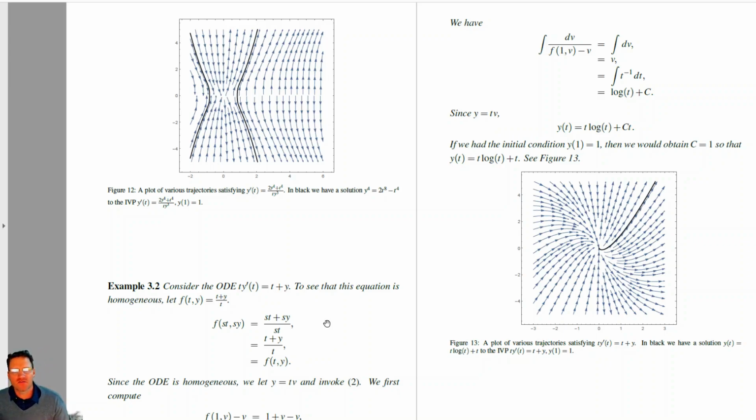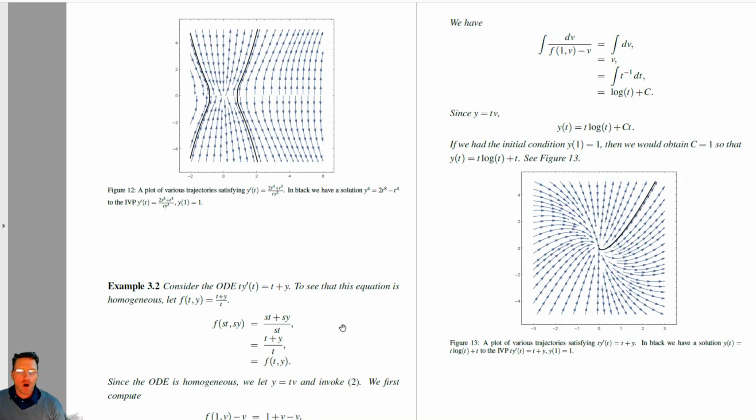So we want to verify first that if we replace t and y by st and sy respectively, that we still have f of t, y. So we sub those in those places, and then we factorize the numerator and cancel the s, and we see that we still have t plus y over t. So we can declare this to be homogeneous.